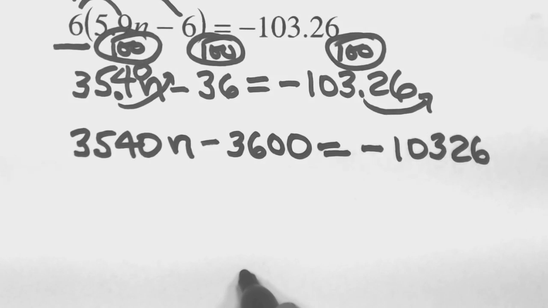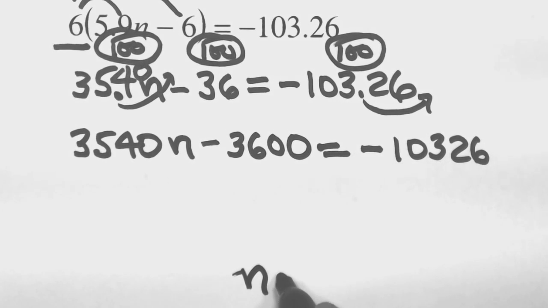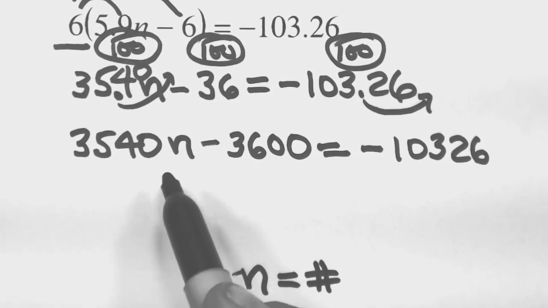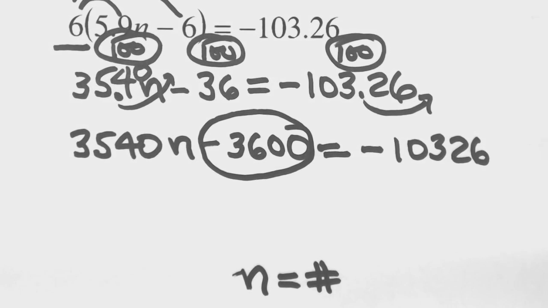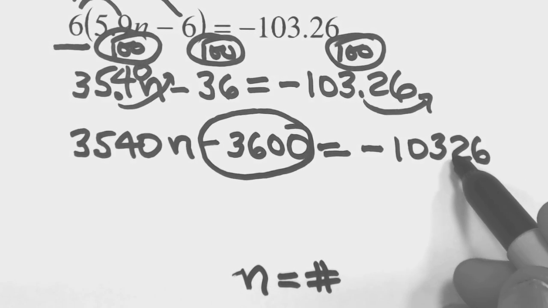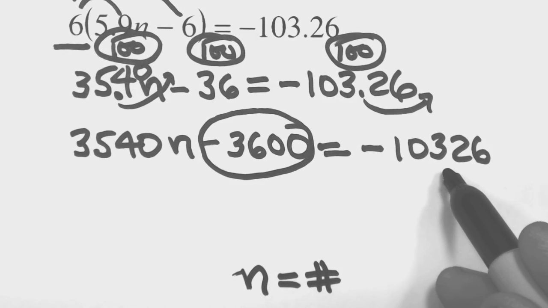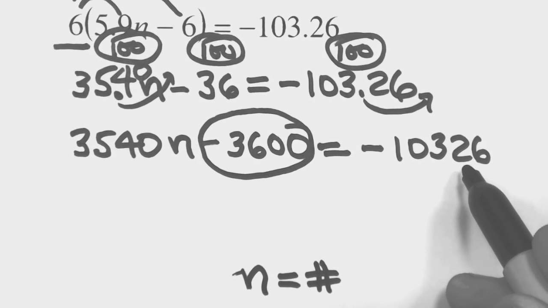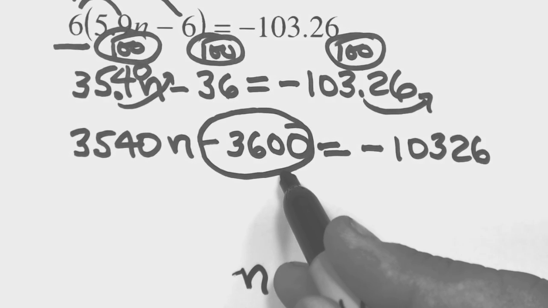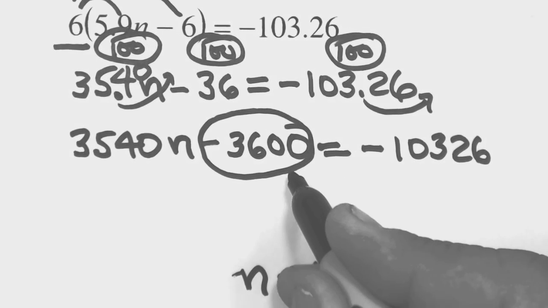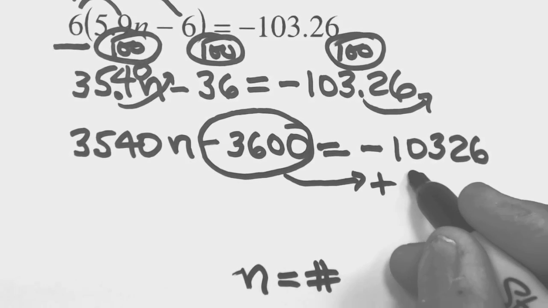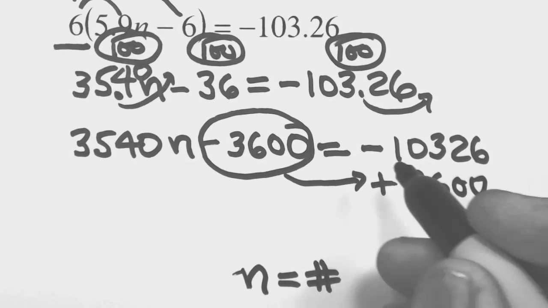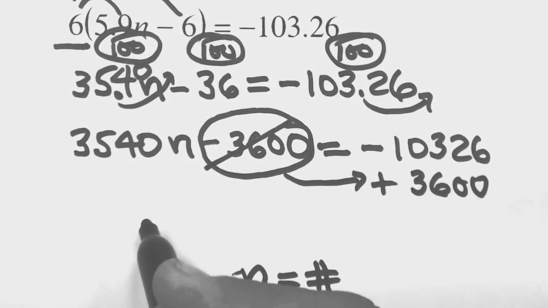Remember, we're ready to start solving, so our goal is n equals whatever number the answer happens to be. N's are okay on the left, but the negative 3600 has to move. Numbers are okay on the right, so the negative 10,326 is okay. Only one guy to move here. Okay, well, let's move him. Negative 3600 comes over as positive 3600. Here it is, so we move that. What do we end up with?